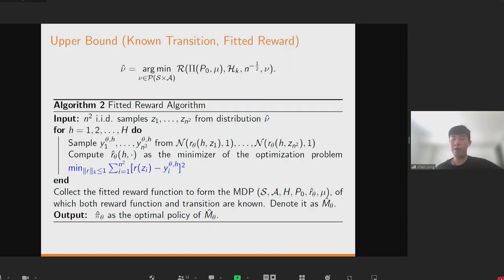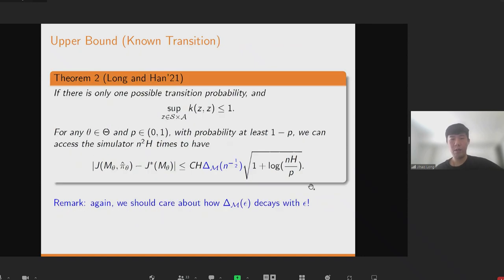To give an upper bound based on the same quantity, we introduce the fitted reward algorithm. In this algorithm, we first find the distribution mu hat, which minimizes the perturbational complexity, and then IID sample n squared points from mu hat. At each time step, we access the noisy rewards on these points. We then estimate the reward function at this time step through a simple kernel regression. The output of this algorithm is just the optimal policy with respect to M hat sub theta, which just replaces the reward function in M sub theta by the estimated reward function. We show that the performance difference can again be bounded by the perturbational complexity. Notice that the sample size in the upper bound is h n squared, but in the lower bound it is n. So our lower bound and upper bound do not match, and there is still room for improvement.